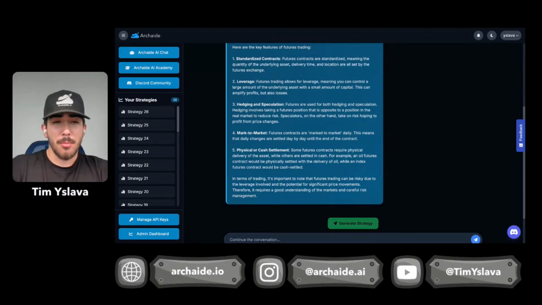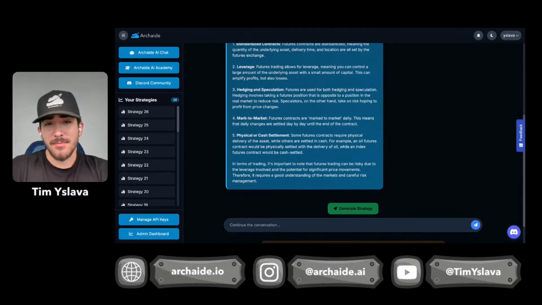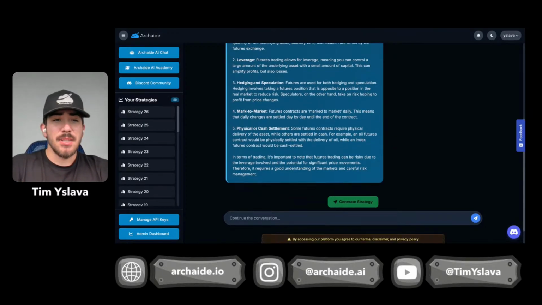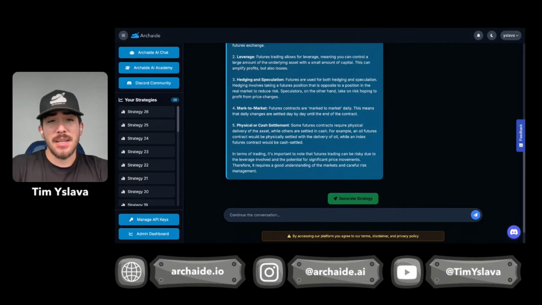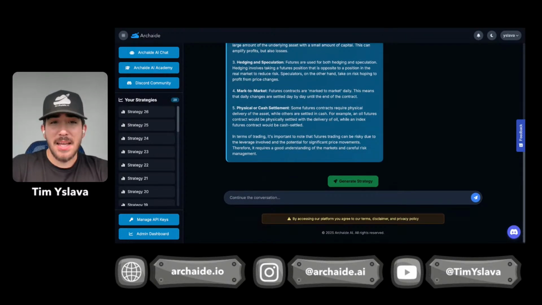Number four, mark to market. Futures contracts are marked to market daily. This means that daily changes are settled day by day until the end of the contract. Number five, physical or cash settlement. Some futures contracts require physical delivery of the asset, while others are settled in cash. For example, an oil futures contract would be physically settled with the delivery of the oil, while an index futures contract would be settled in cash.